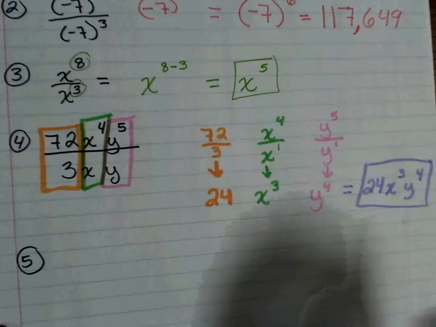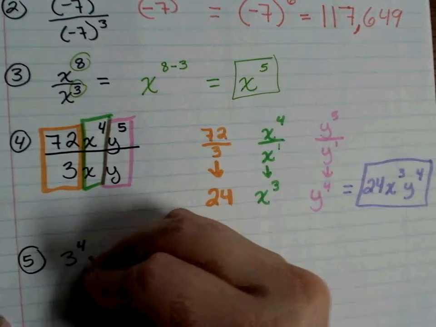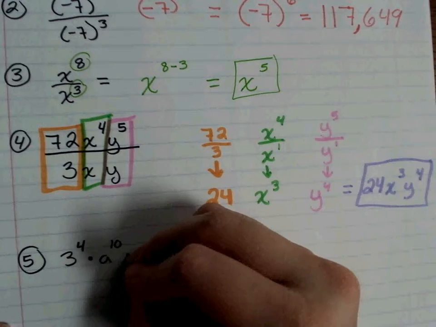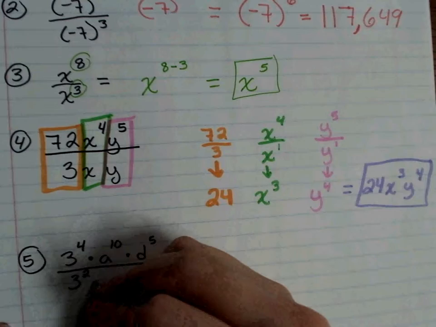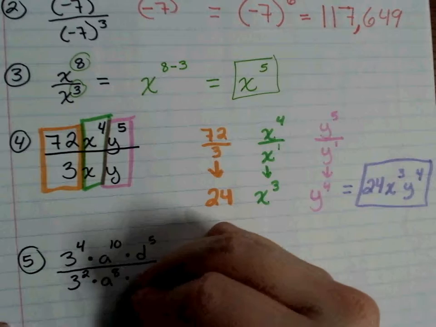Go ahead and try this next one on your own. If we have 3 to the 4th and we're multiplying it by a to the 10th times d to the 5th over 3 to the 2nd power times a to the 8th d to the 4th, I want you guys to go ahead and simplify that as far as it can possibly go.